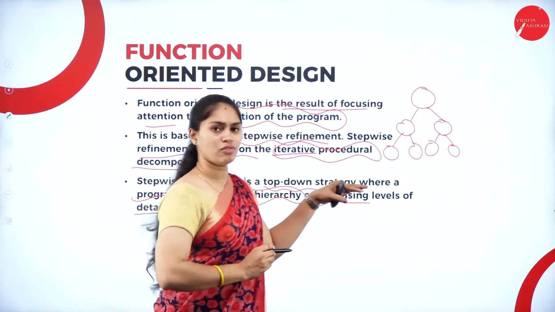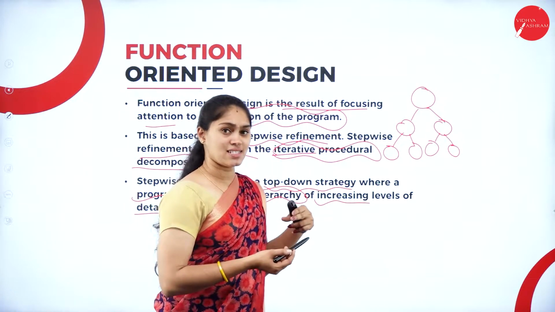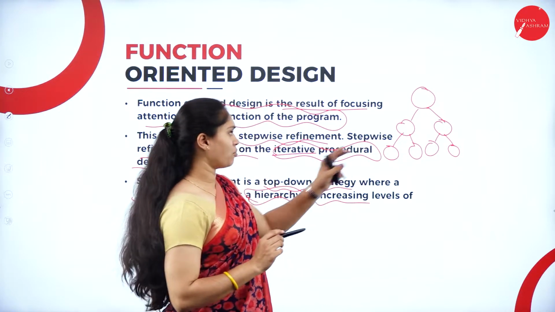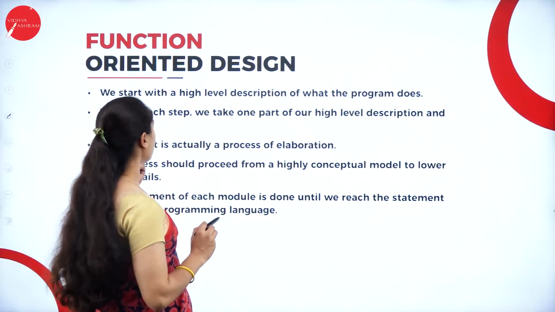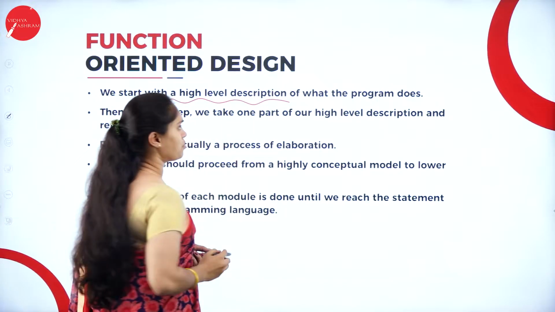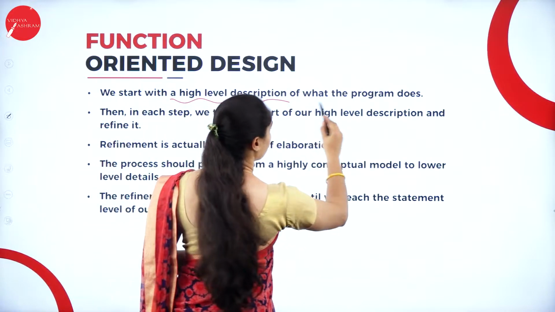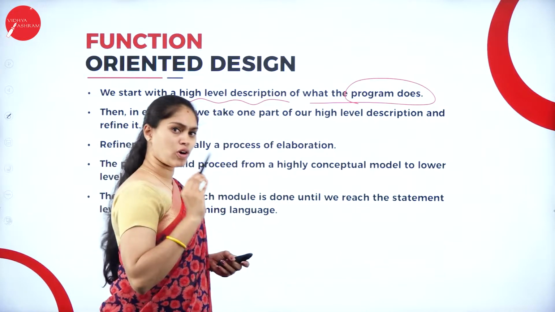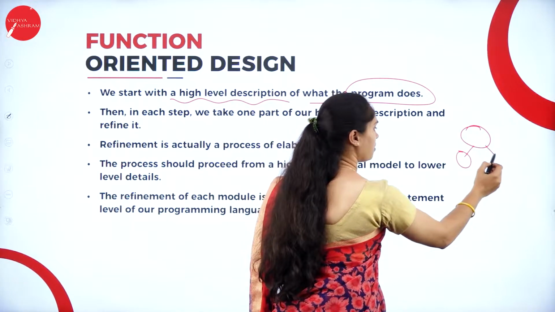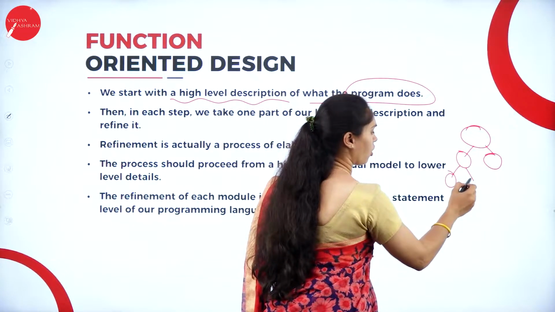So when the levels of detail increase, we get more detailed data about a system design. And you can see here that this starts with a high-level description of what the program does. So we get to know what the program is going to do, and after that, each refinement gives you the elaboration.